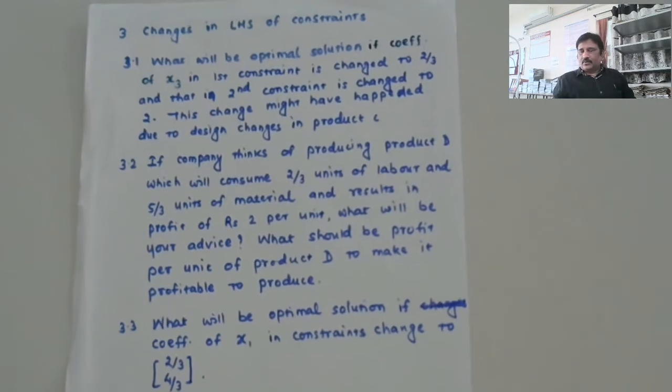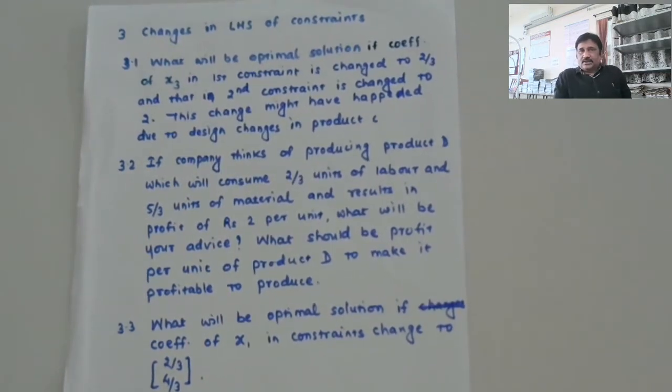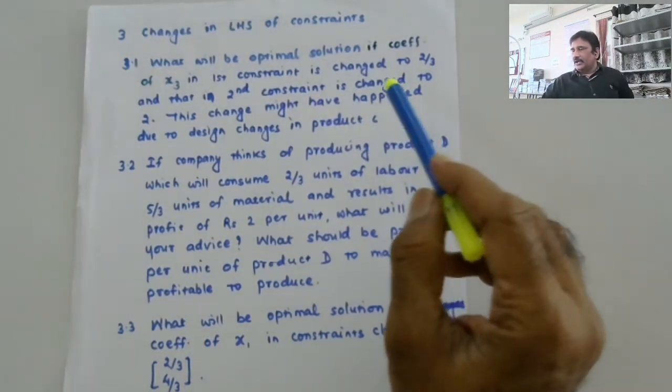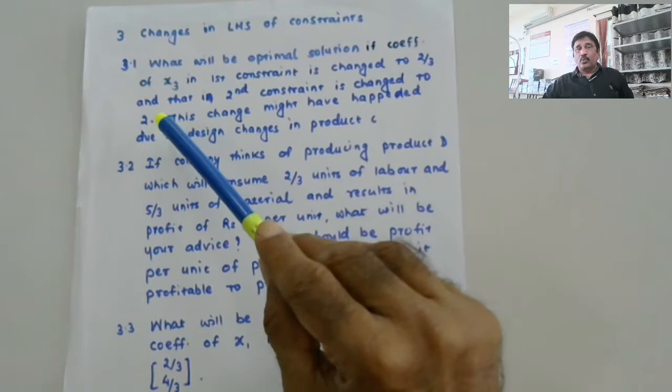So here we have certain questions. This group deals with changes in left hand side of the constraints. So first question pertaining to the same problem which we have had in our first earlier two lectures. The problem is, what will be the optimal solution if the coefficient of x3 in constraint is changed to 2 by 3, and in second constraint it is changed to 2, right?